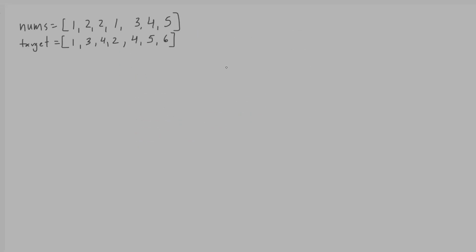So here we have an example that's a little bit more complex. Our nums is 1, 2, 2, 1, 3, 4, 5, and our target is 1, 3, 4, 2, 4, 5, 6. You can see there are a lot of mismatches here, and I think this will provide some good insight into how we can actually solve this. If you remember, we went through and chose different x values each time. So let's play through and see what would happen if we did that.